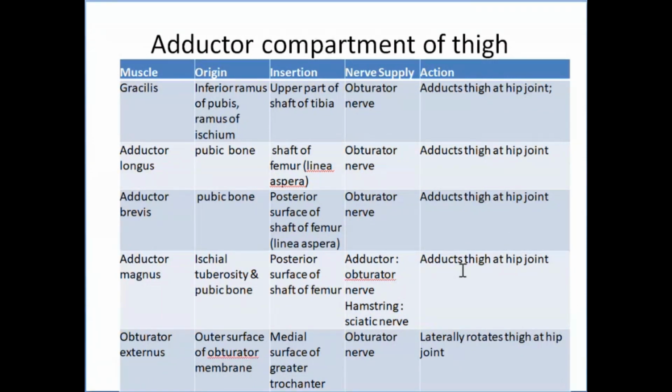But can you see any difference here about the adductor magnus? It has two origins: one is from the pubic bone, another is from the ischial tuberosity. And it has two nerve supplies also. So it means the adductor magnus has two parts. One is called the adductor part, which is supplied by the obturator nerve. The other is the hamstring part, which is supplied by the sciatic nerve. Now what is the hamstring? We will see in the next slide.